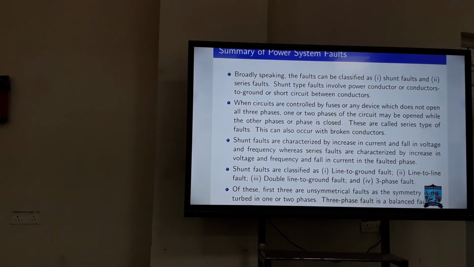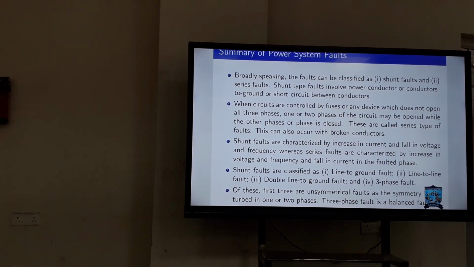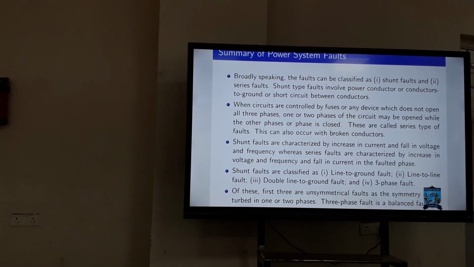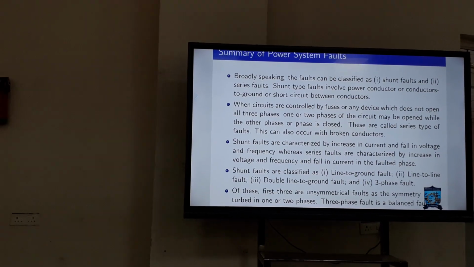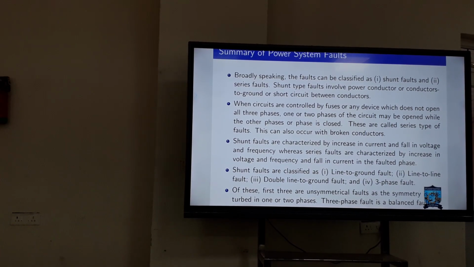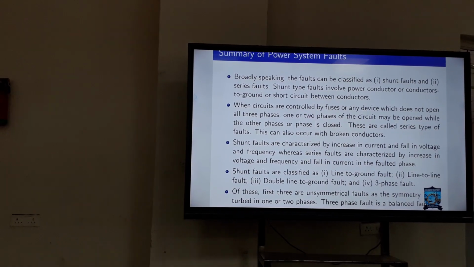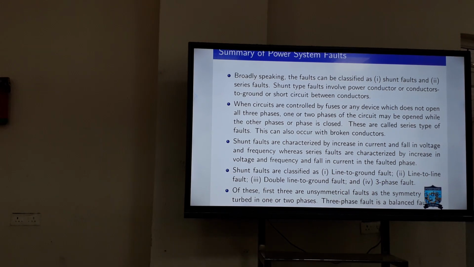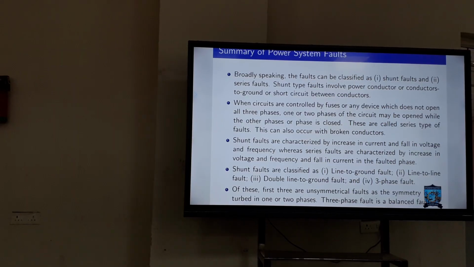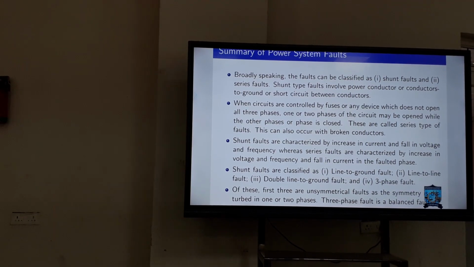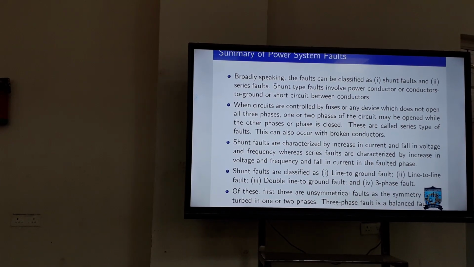Broadly speaking, faults can be classified as shunt faults and series faults. Shunt type faults involve power conductor or conductors to ground, or short circuit between the conductors, line to line fault. When circuits are controlled by fuses or any device which does not open all three phases, one or two phases of the circuit may be opened while the other phase remains closed. This is called a series type of fault. It's making broken conductors. Shunt faults are characterized by increase in current and fall in voltage and frequency, whereas series faults are characterized by increase in voltage. Remember the difference. Okay? Somewhere it might be asked. And fall in current in the voltage phase.